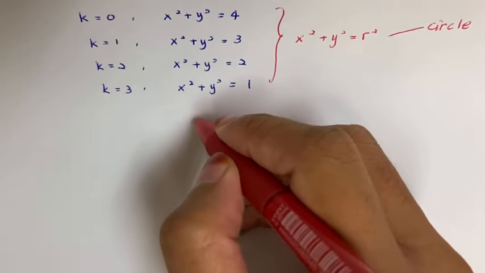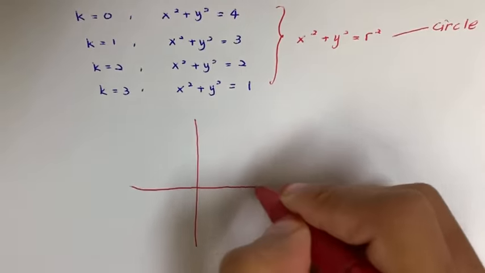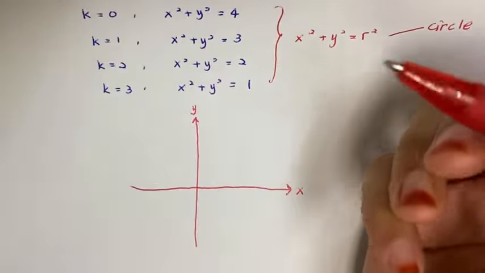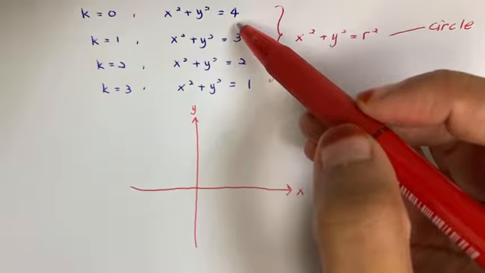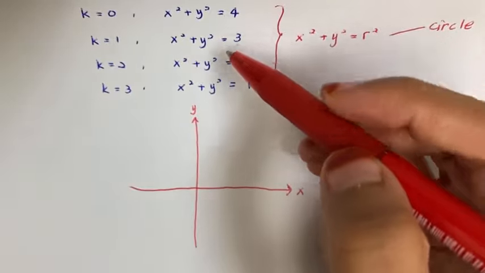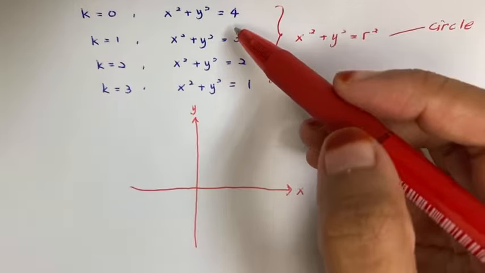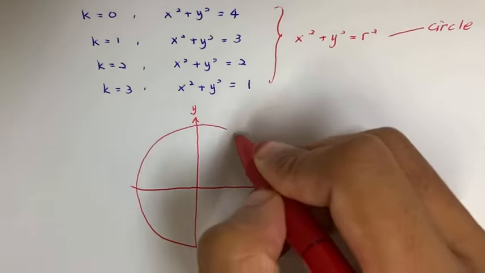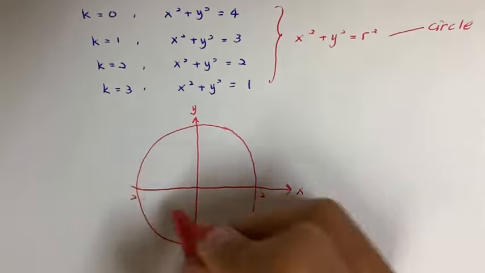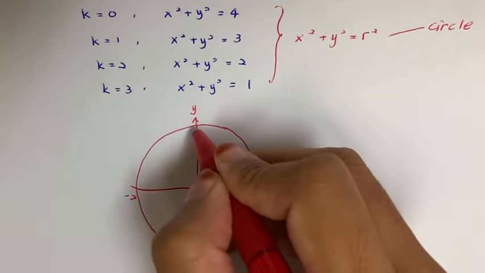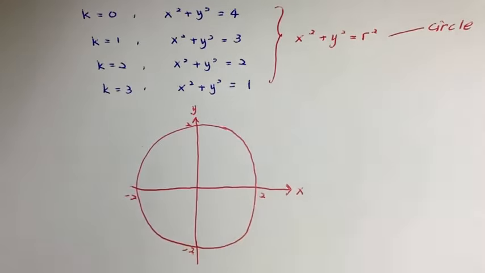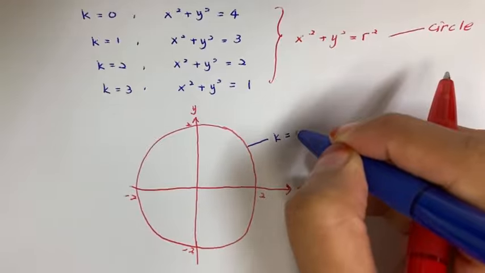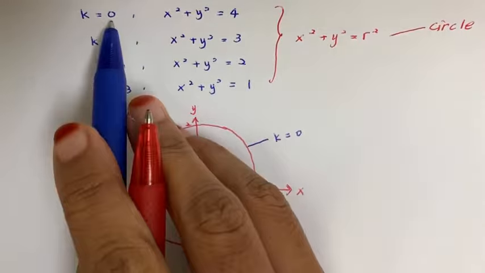For the level curve, you have the xy plane. Let's say this is your x and this is your y. For x square plus y square equal to 4, you have a circle with radius 2. So this is a circle with radius 2. This is minus 2, this is 2, this is minus 2. So basically, this is your level curve at k equal to 0.